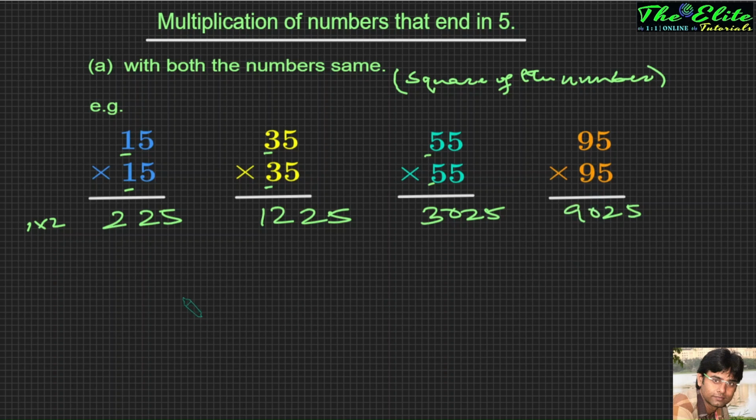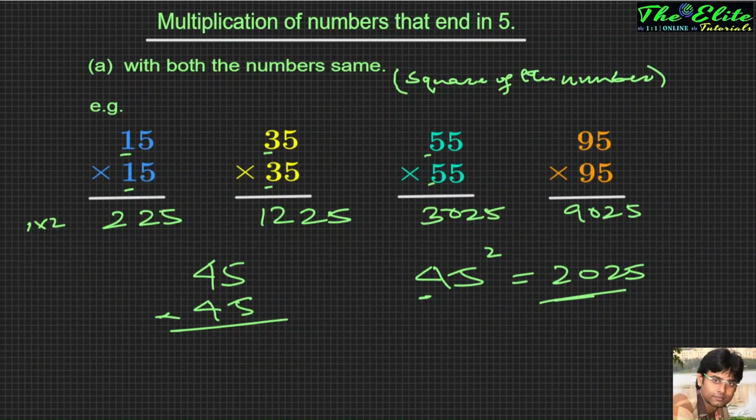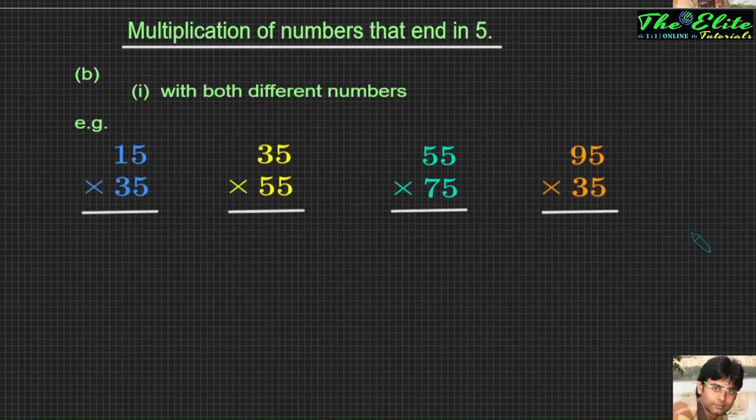Very easy, isn't it? Suppose I give you 45 times 45, which can be written like this, 45 square. Same scenario. Whether it is written like this or this, you know that this has to be multiplied by the next number, 4 times 5, that is 20, and then 25. That is your answer. So, let's move to the next category.